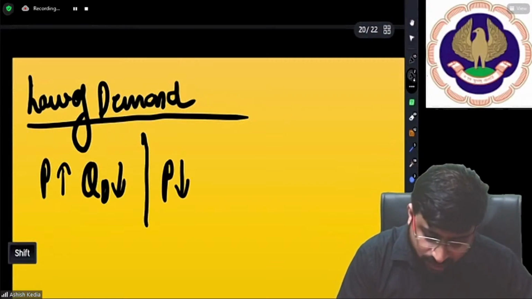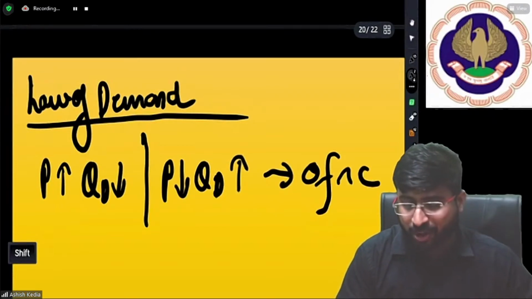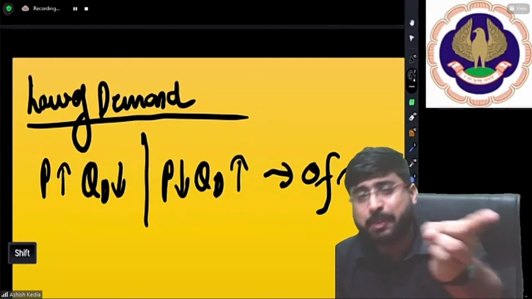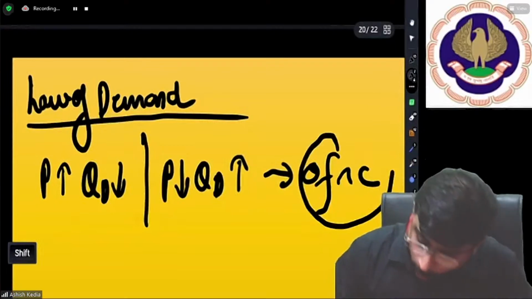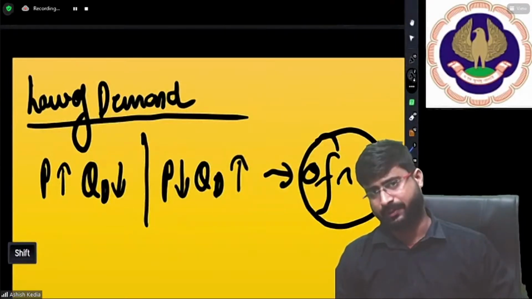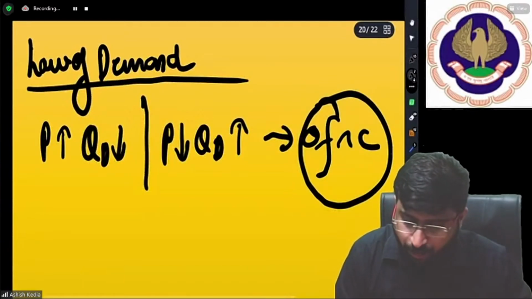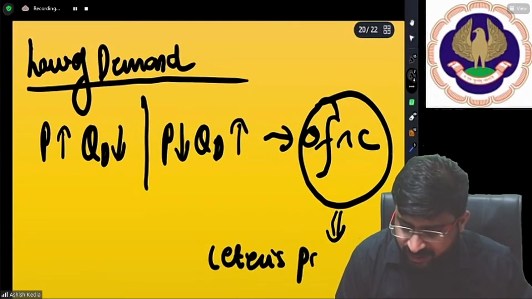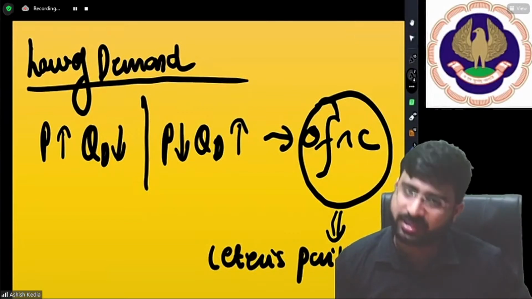And when price falls, quantity demanded will rise, other factors remaining constant. Now you know what the other factors are. It can be income, the price of related commodities, or consumer tastes and preferences. All those are assumed to be constant. Instead of other factors remaining constant, sometimes in our books we find written ceteris paribus. Ceteris paribus means other factors remaining constant. Both mean the same thing.